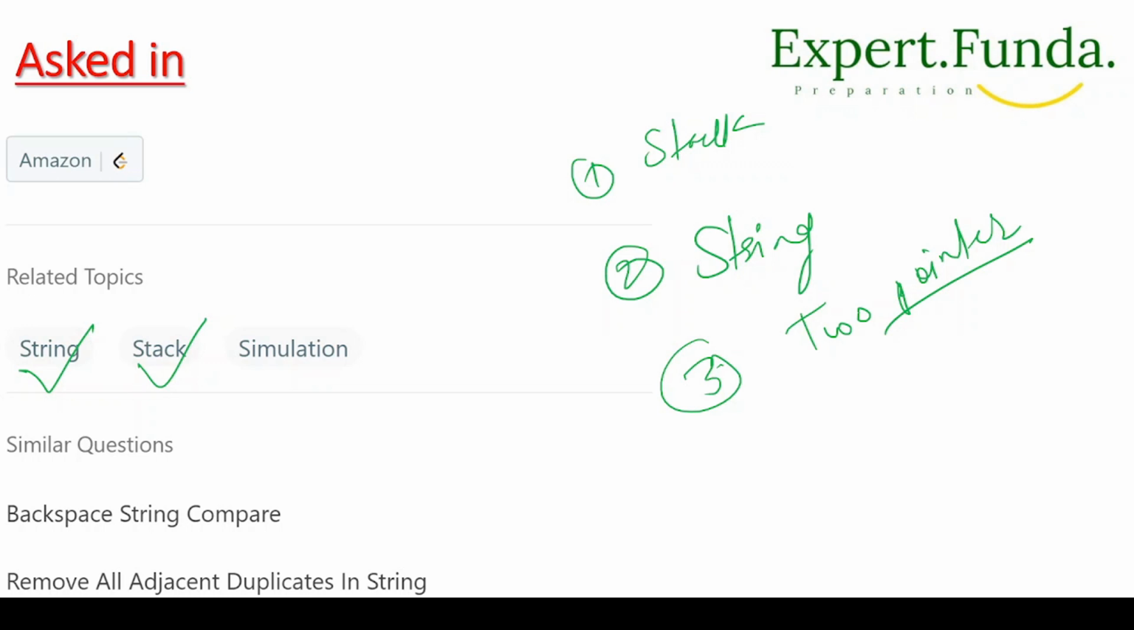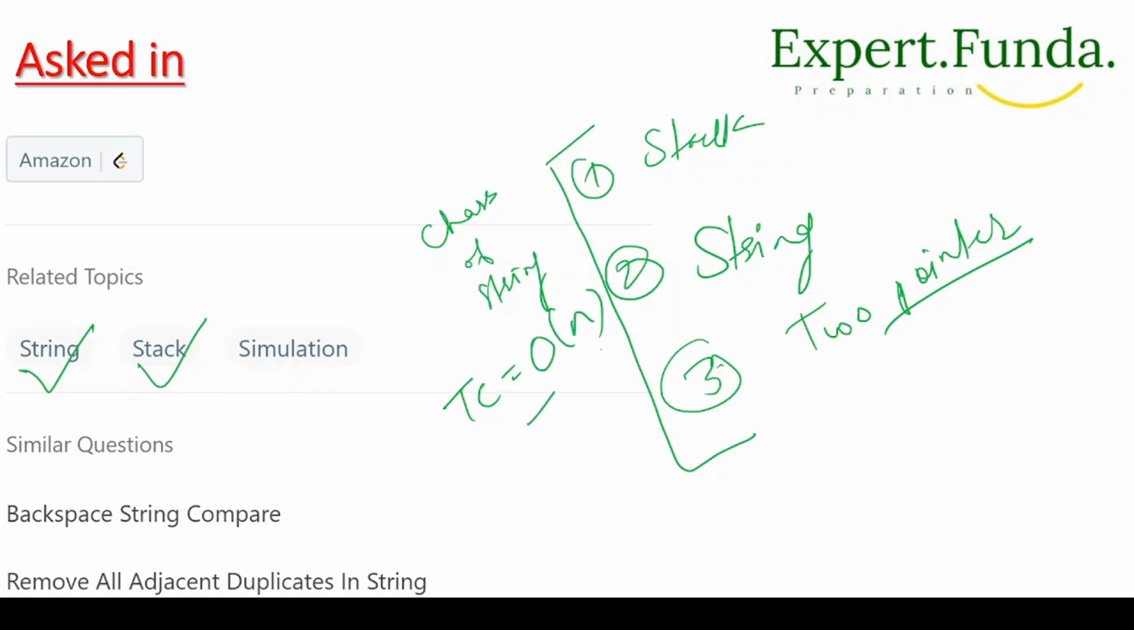In all these approaches you have to traverse all the characters of the string, and in that case time complexity and space complexity will remain the same, O of n. Okay, so let's understand and see the implementation.